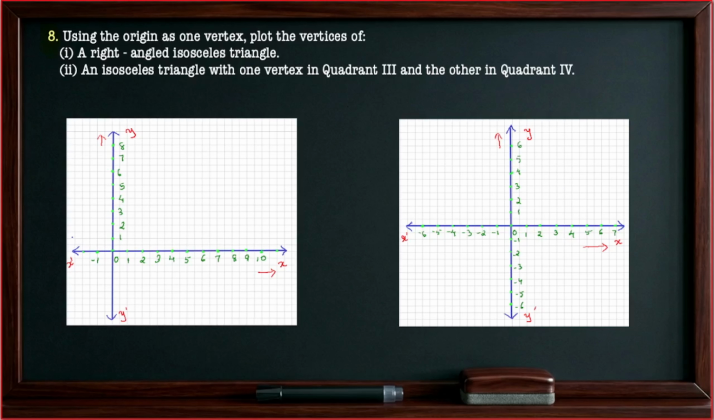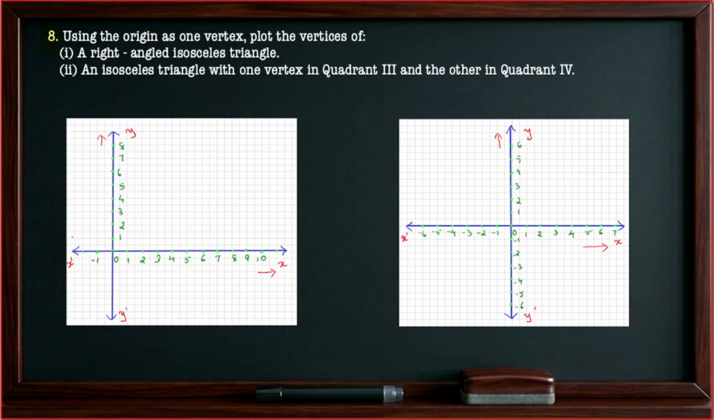Eighth question. Using the origin as one vertex, plot the vertices of, first part, a right angled isosceles triangle, and the second part, an isosceles triangle with one vertex in quadrant 3 and the other in quadrant 4.